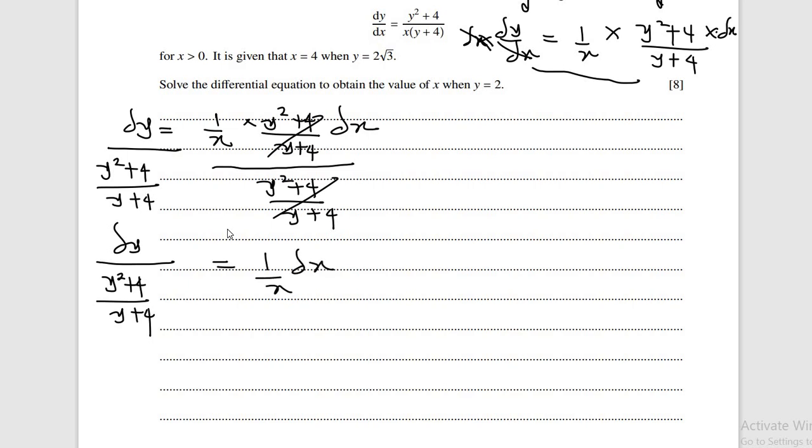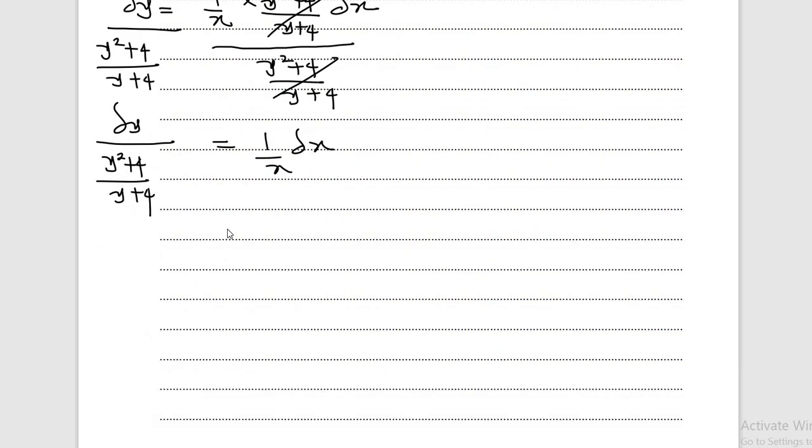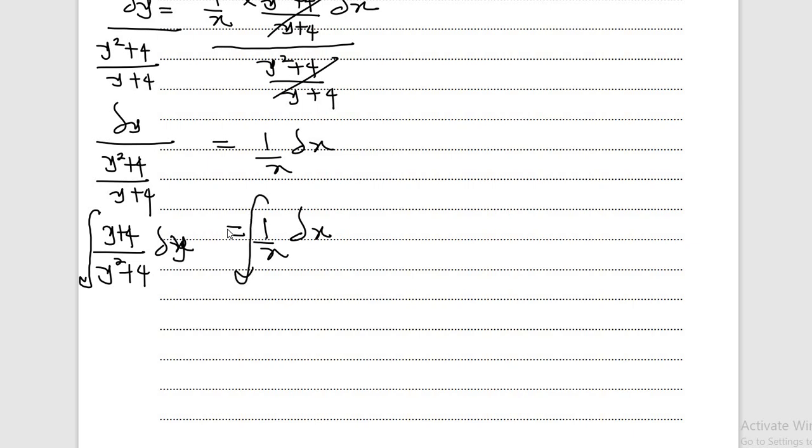Yes, I think the variables are together now. So the y over (y squared plus 4) over (y plus 4) is the same thing as saying (y plus 4) over (y squared plus 4) dy equal to 1 over x dx. Okay, great. From here, we can now integrate both sides, because y is attached to the y, function of x is attached to the x. We can now integrate both sides. Okay, how can I integrate (y plus 4) over (y squared plus 4)?